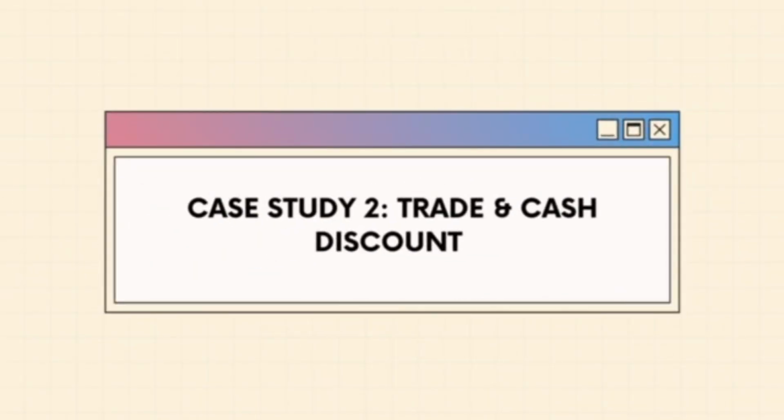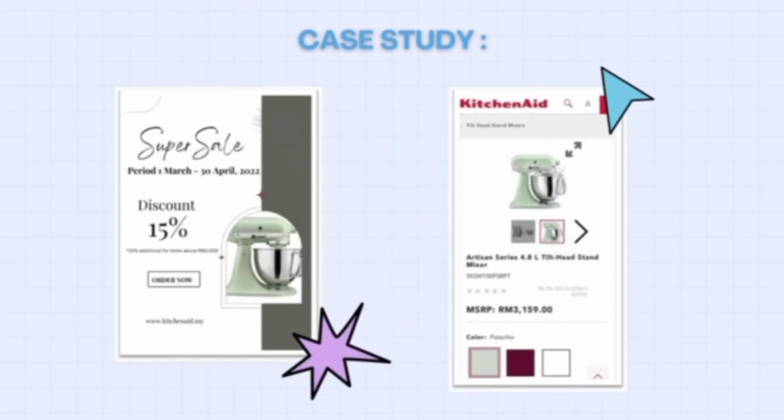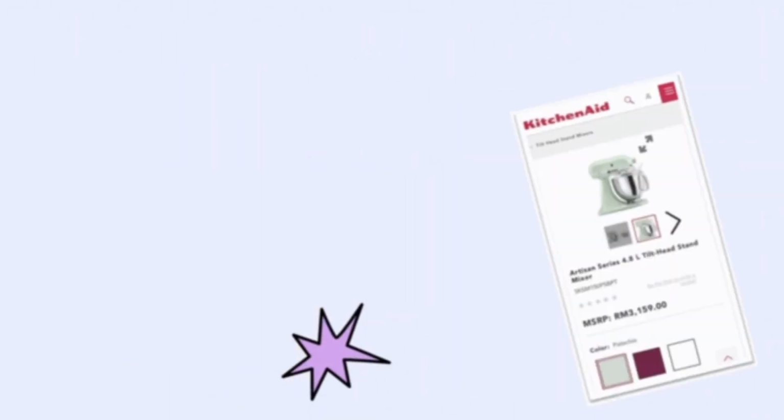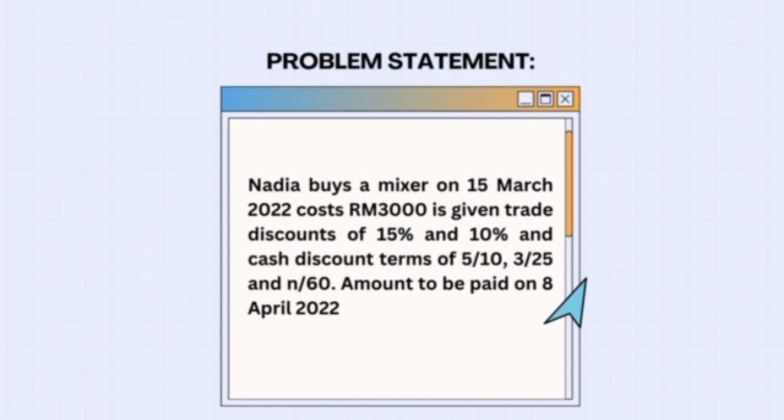Case study 2, trade and cash discount. This is the example of our case study. Someone buys a mixer on 15 March 2022. It costs RM3,000 and is given trade discounts of 15% and 10%, and cash discount terms of 5/10, 3/25, and n/60. The amount is to be paid on 8 April 2022.